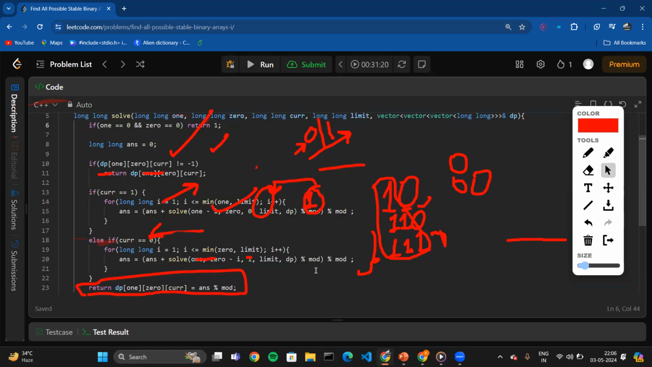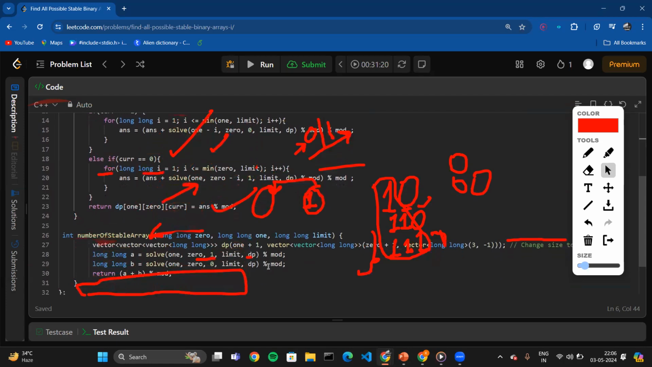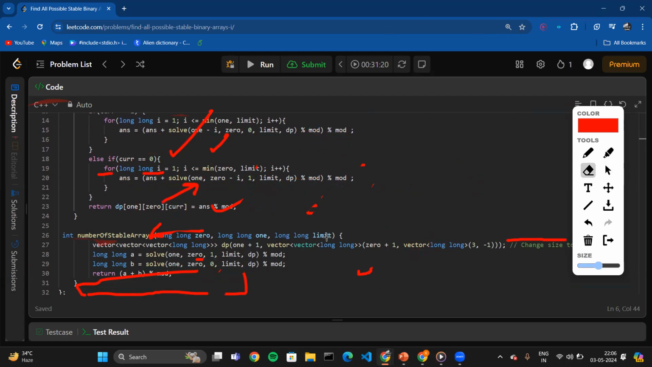Just in case you missed it, I will summarize it once again. The question was that we need to make a binary stable array in which we should have this number of zeros, this number of ones, and a limit is also given. And I need to find out the number of stable arrays possible.